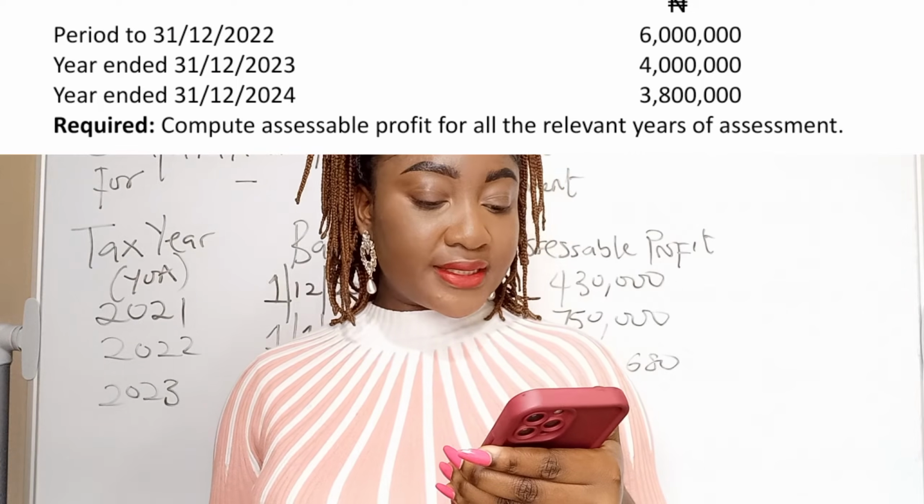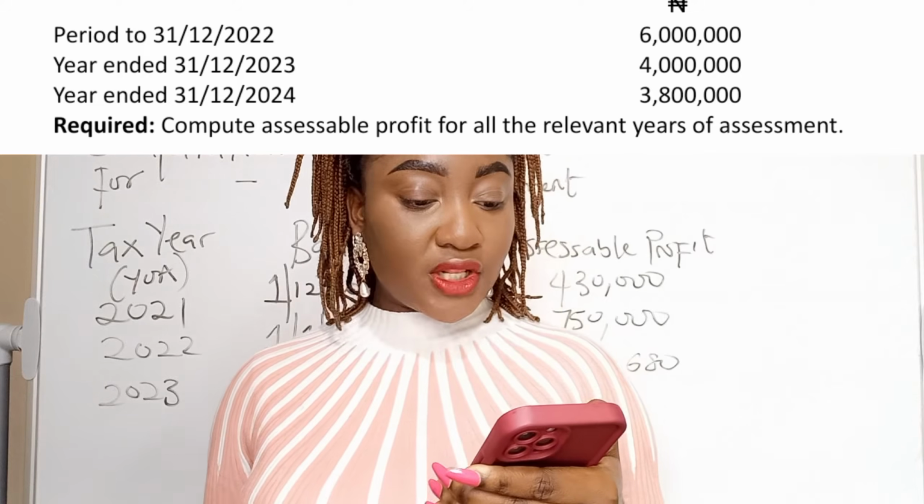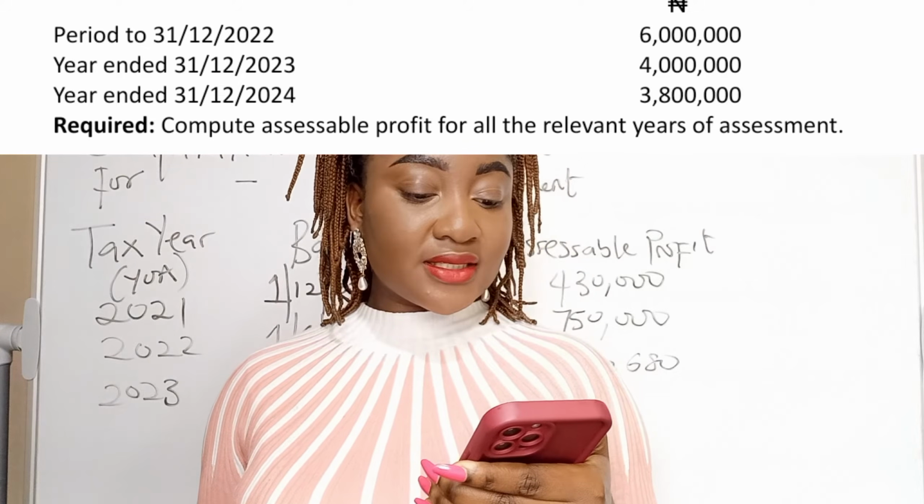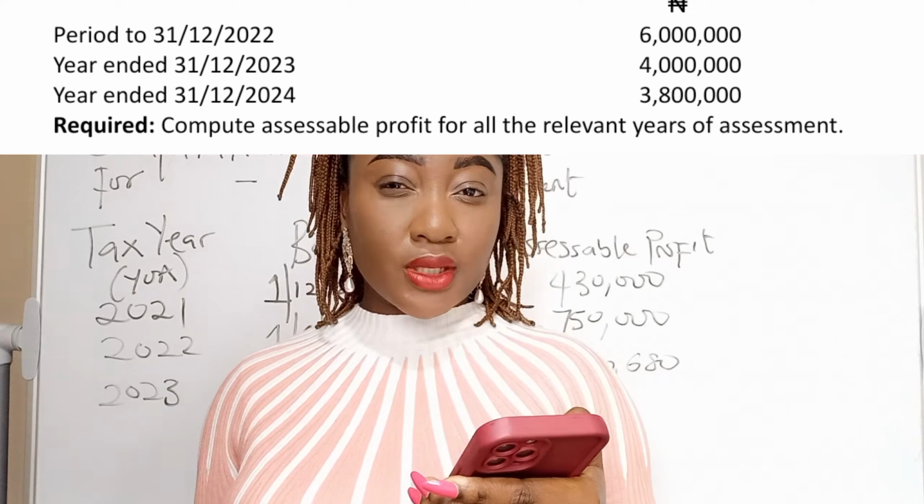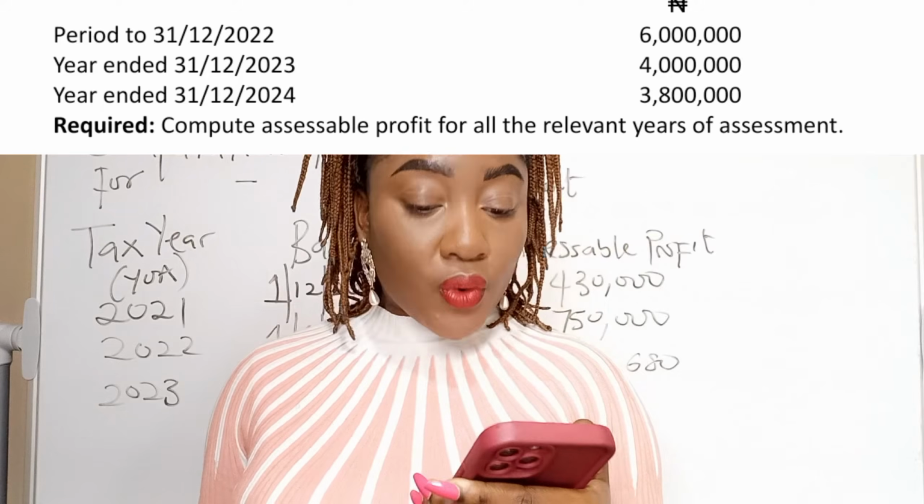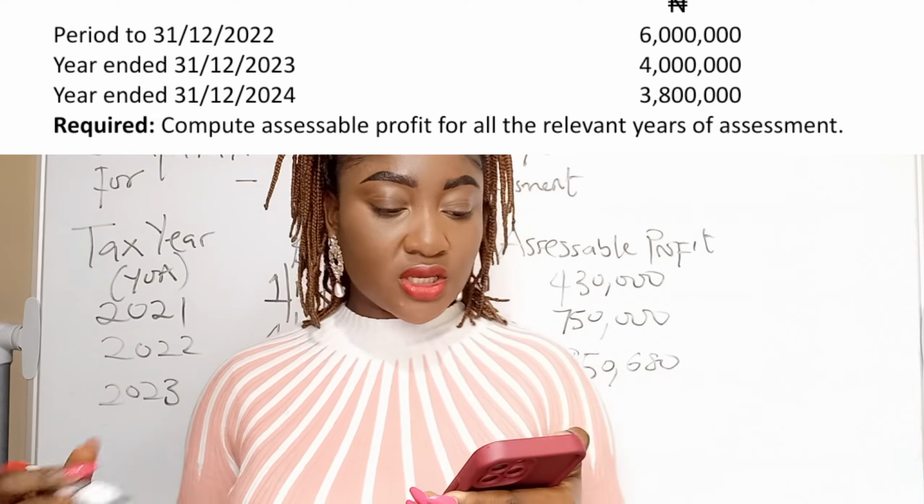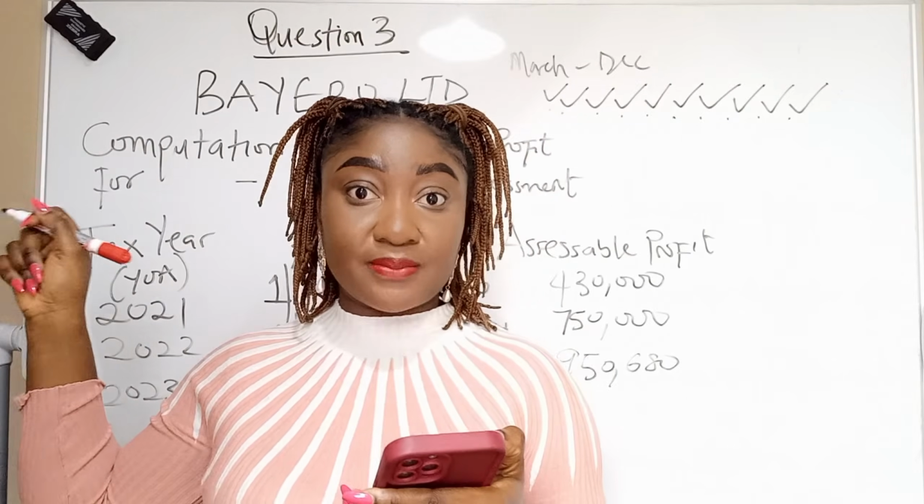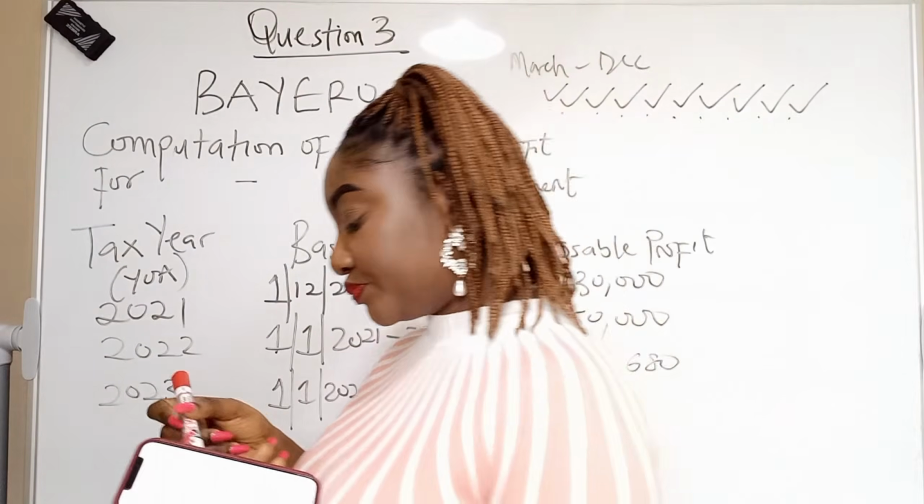Period to 31st December 2022, 6 million. Year ended 31st December 2023, 4 million. Year ended 31st December 2024, 3,800,000. Required: compute the assessable profit for all relevant years of assessment. So you start by saying Ake Farms, not Akerele, because Ake Farms Limited is the business name.